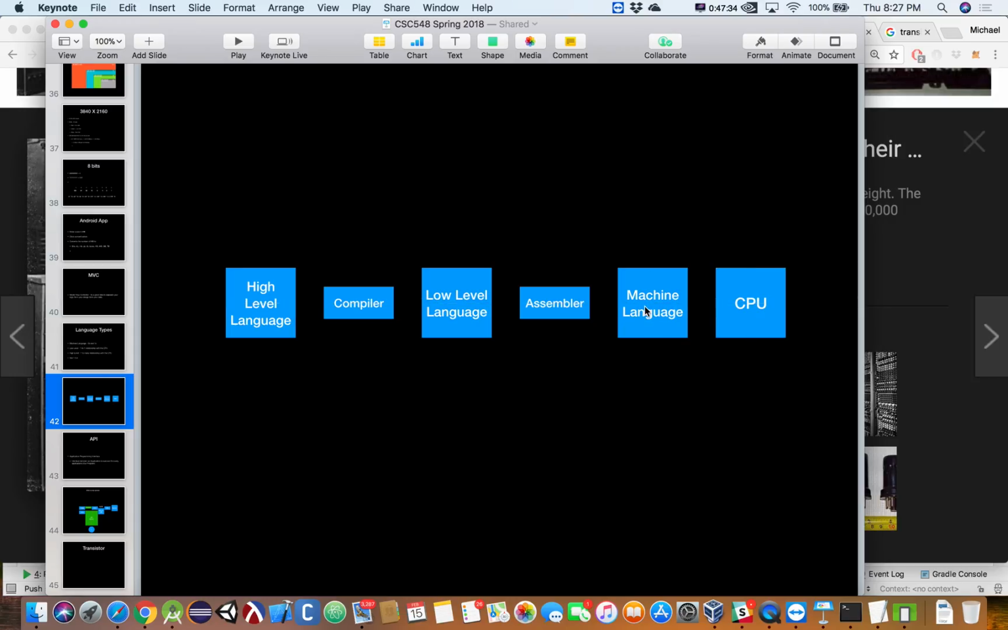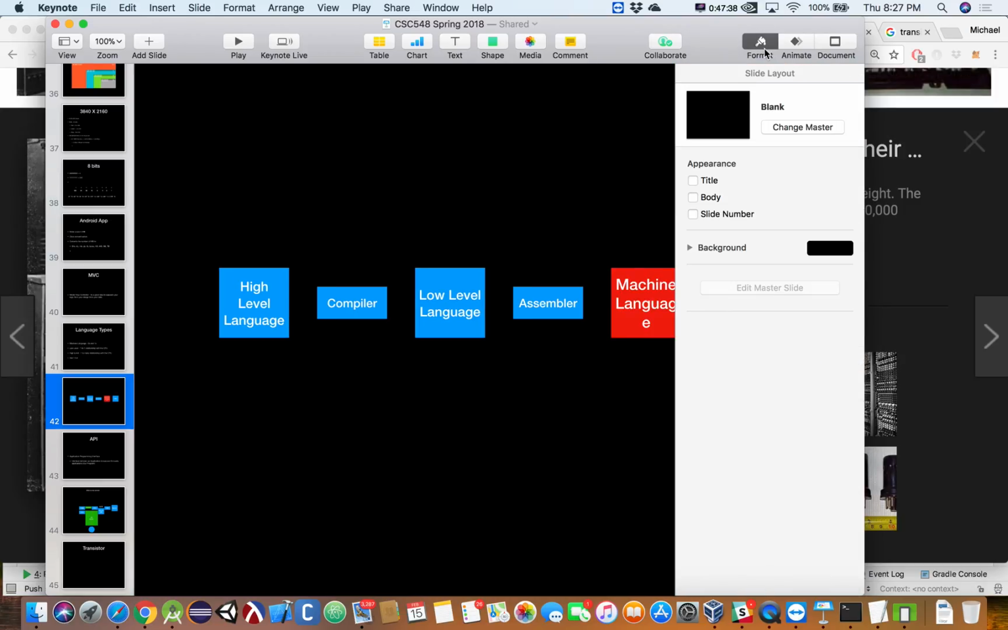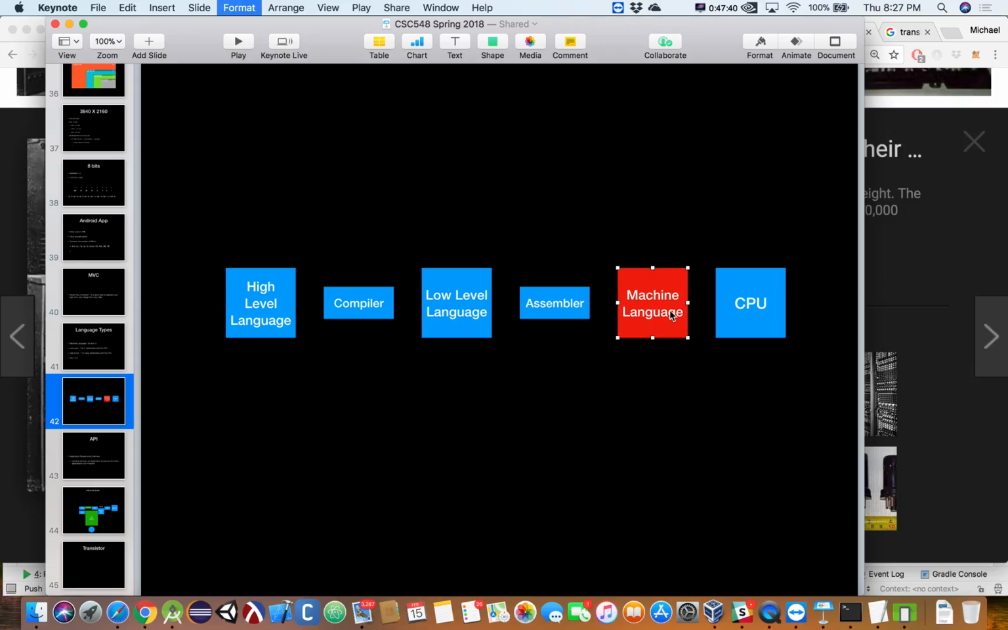All right, so humans are not going to do the machine language thing. That's not for us. Low-level language, we decided we could if we had to.